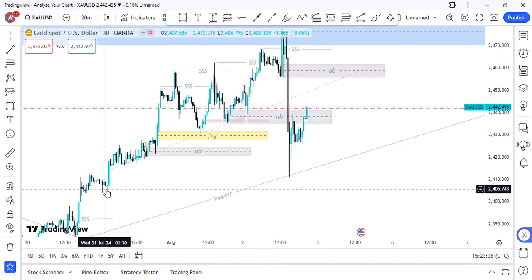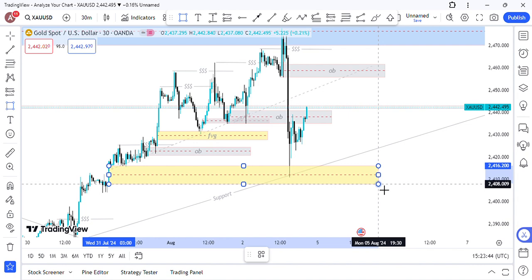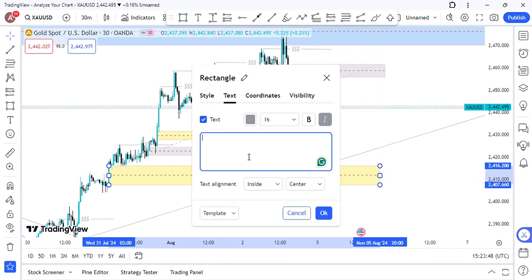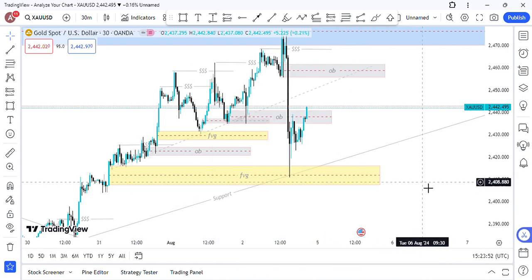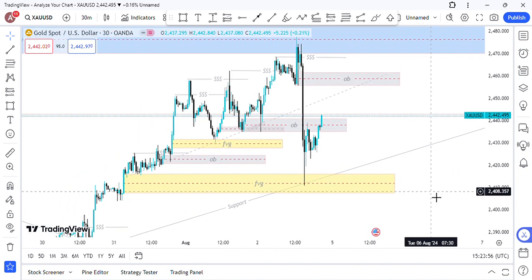We realize that at that same point, what can you see there? A gap. This is a fair value gap. At that same zone, there was a fair value gap. So fair value gaps, you don't trade them alone. You don't use them individually.